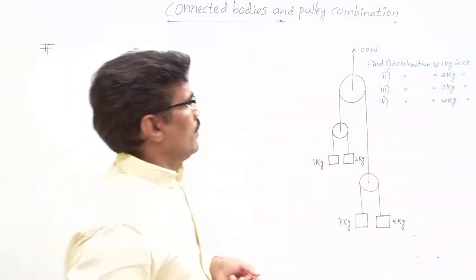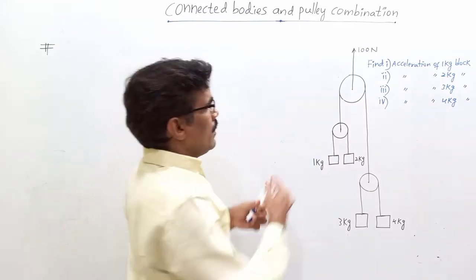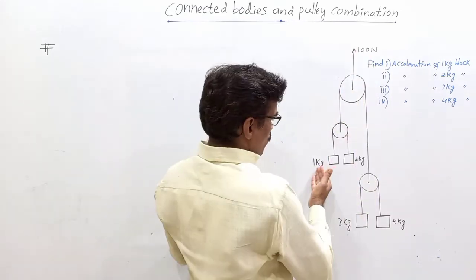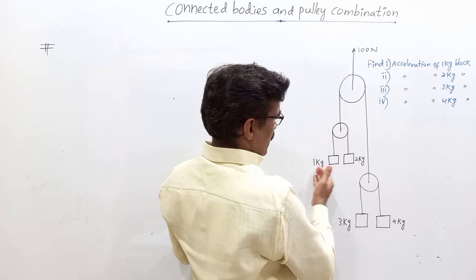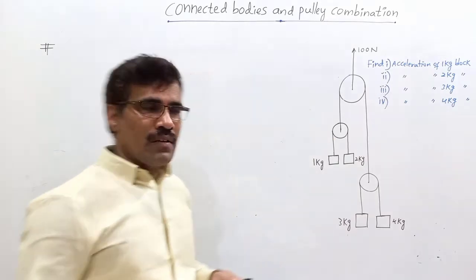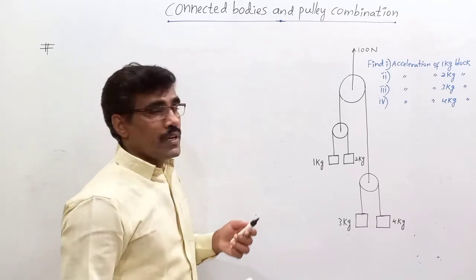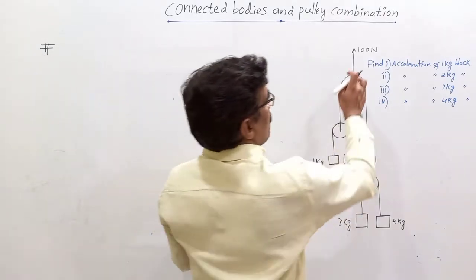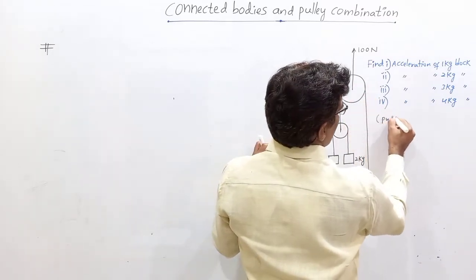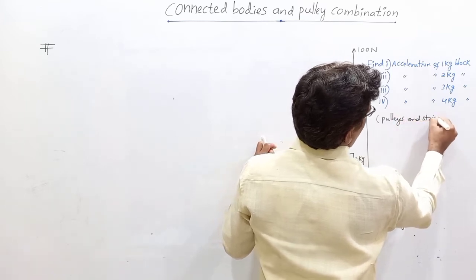Okay, so what is the acceleration of each block? Here this is a pulley. It is pulled by 100 Newton. Here two blocks are there. This is a pulley, with 1 kg, 2 kg, 3 kg, 4 kg blocks. Then find the acceleration of the 1 kg block, 2 kg block, 3 kg block and 4 kg block. Pulleys and strings are ideal.